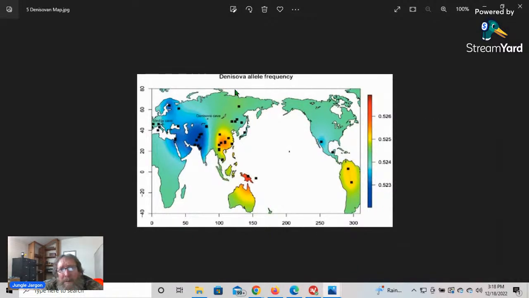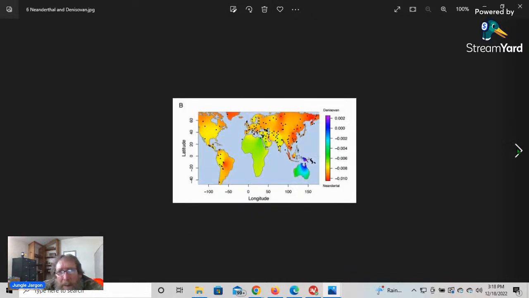So the Denisovans are a mixture of descendants of Japheth and descendants of Ham. Neanderthals, on the other hand, are strictly only descendants of Japheth because the cold spot is over in this area of Denisova. It's not Neanderthal over here, nor is it in Africa.